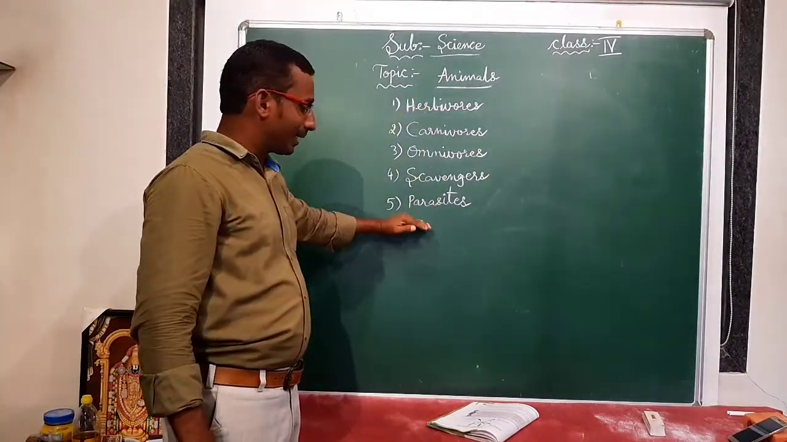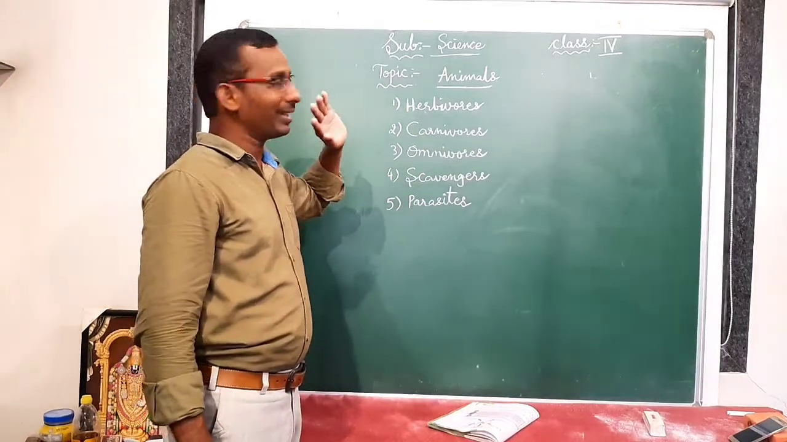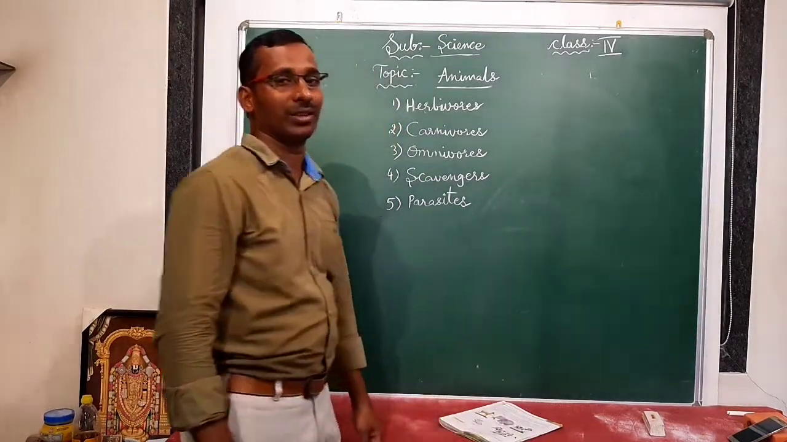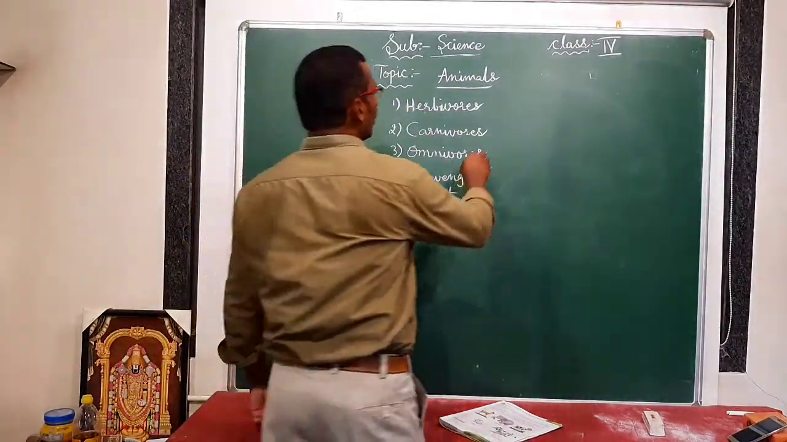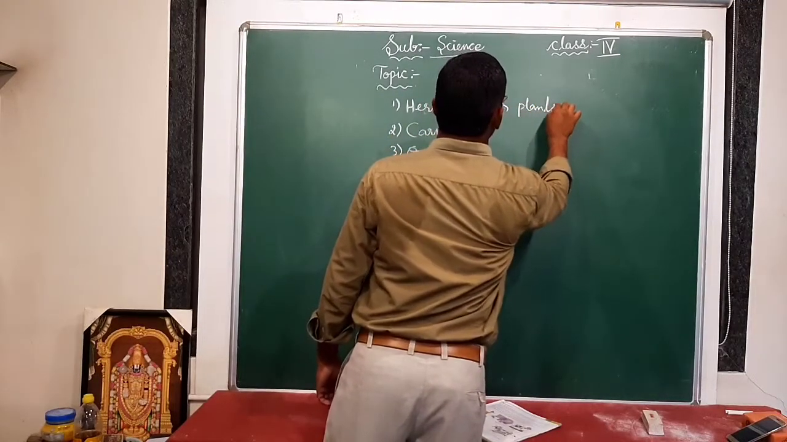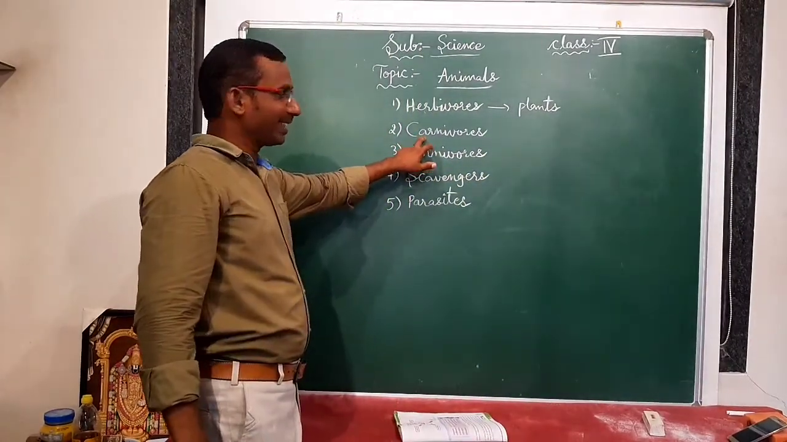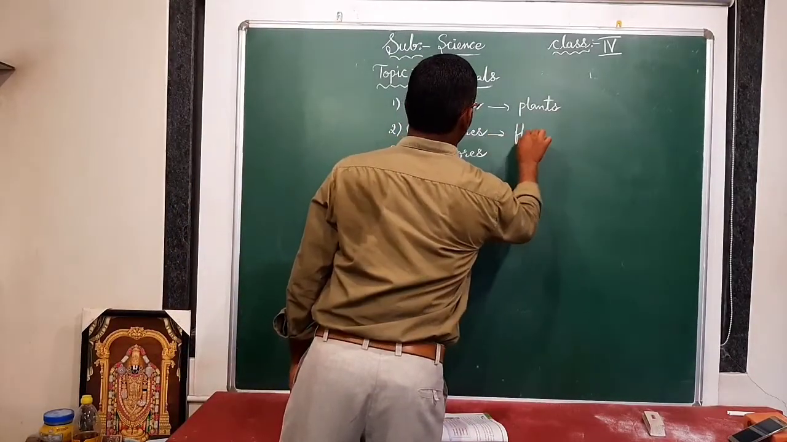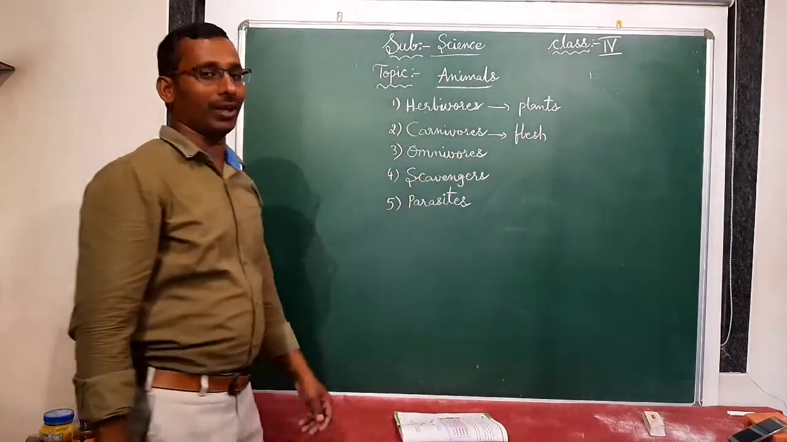So here these are the 5 types. What is the meaning of herbivores? Which type of animals are herbivores? They eat only plants. Is it right? Second one is carnivores. They eat only meat or flesh.